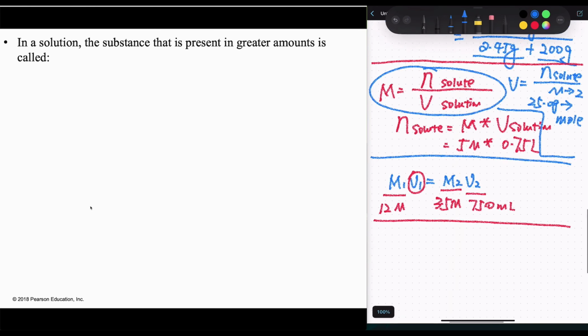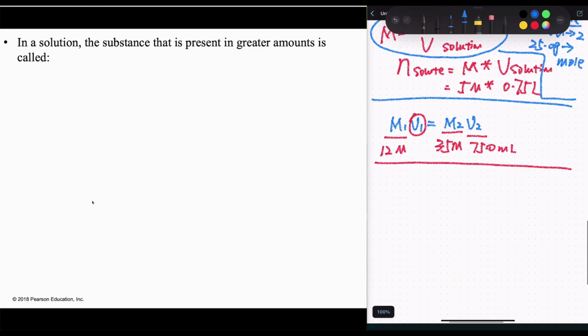Next question. In a solution, the substance that is present in a greater amount is called the solvent. That is the definition of the solution. So in a solution, the solvent will have a higher amount and the solute will have a lower amount.